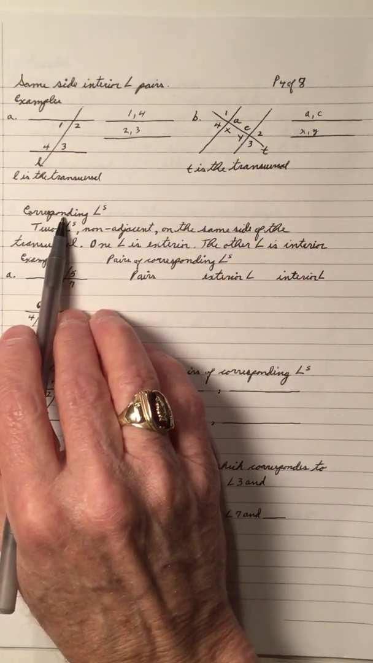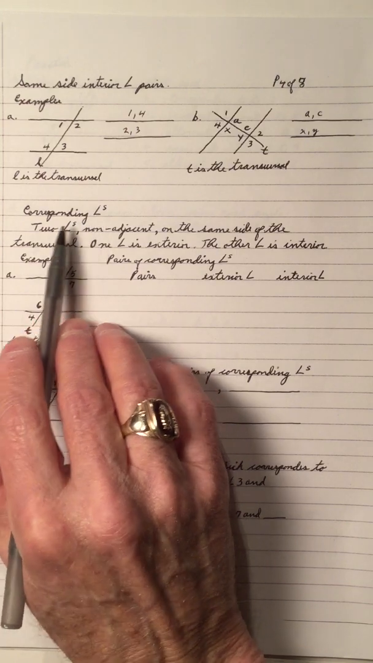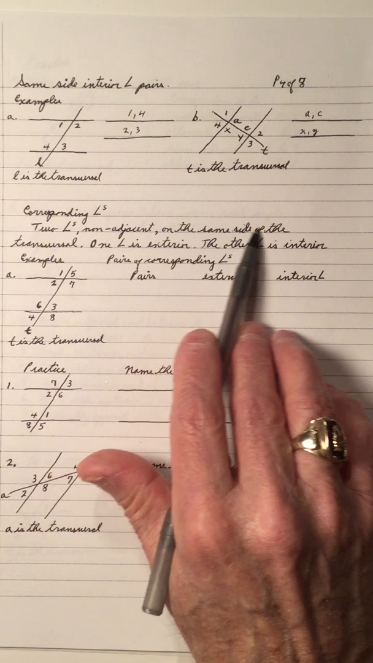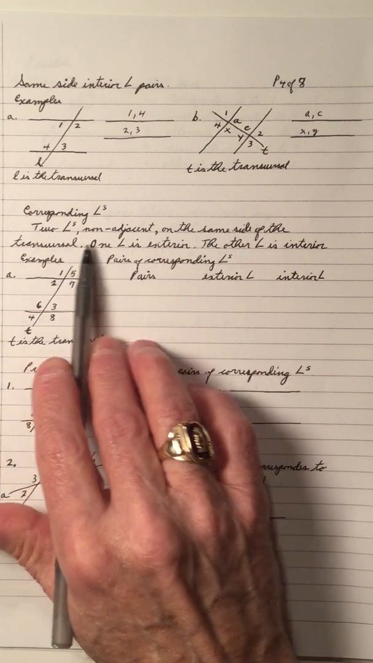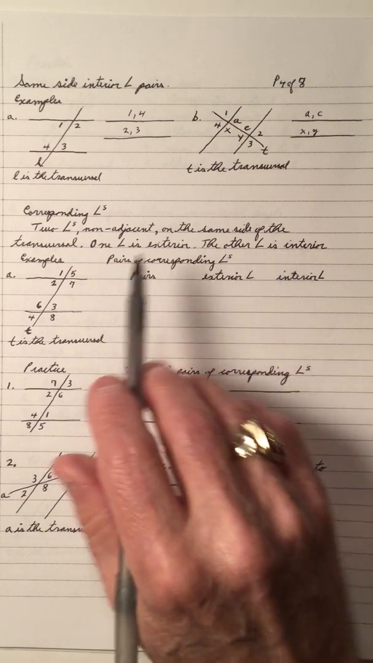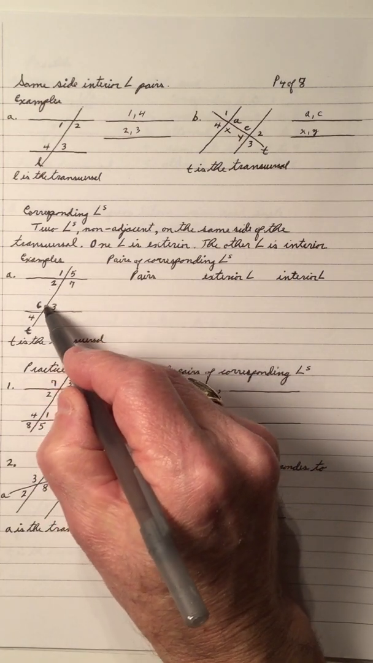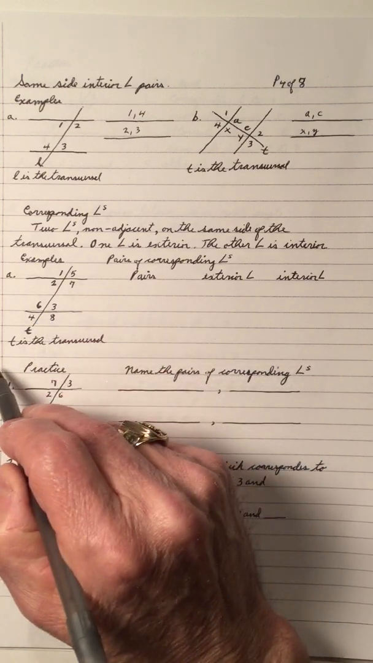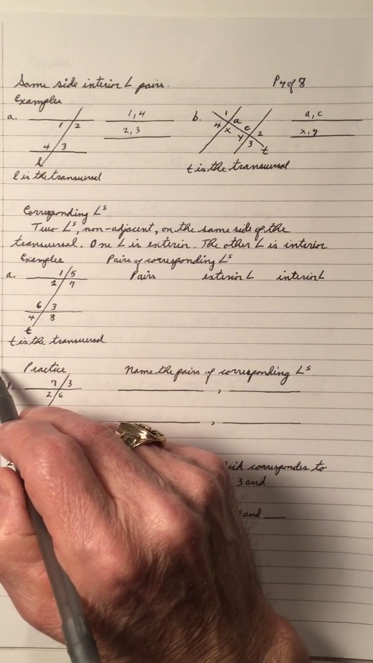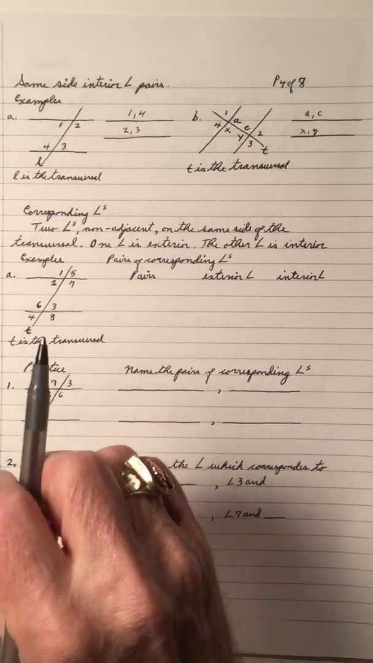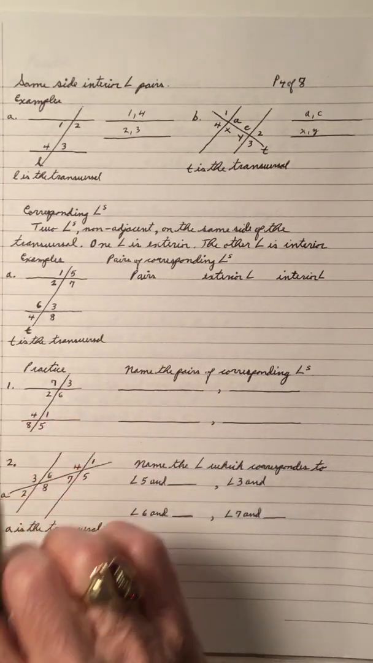We also have another type of angle called the corresponding. Two angles, non-adjacent, on the same side of the transversal. One is exterior, one is interior. So we have interior angles here. We have exterior angles 1, 5, 4, 8. But the corresponding angles, they're not all interior, they're not all exterior. One is interior, one is exterior.